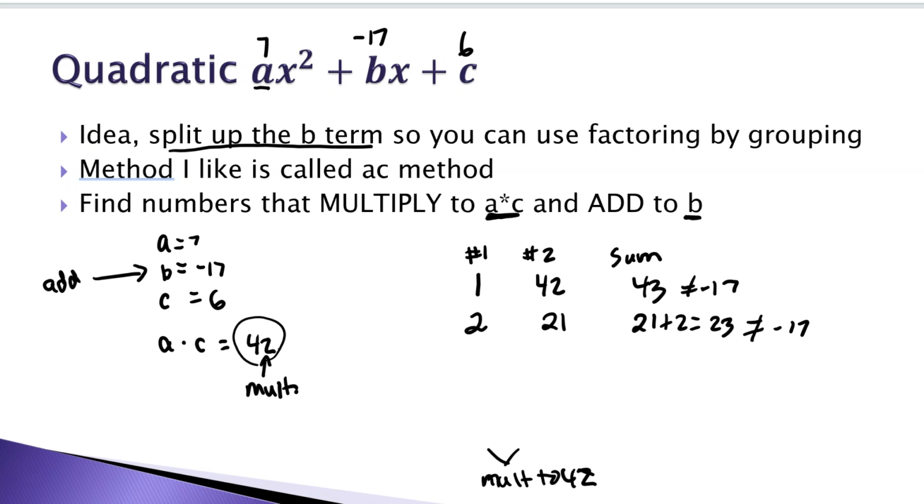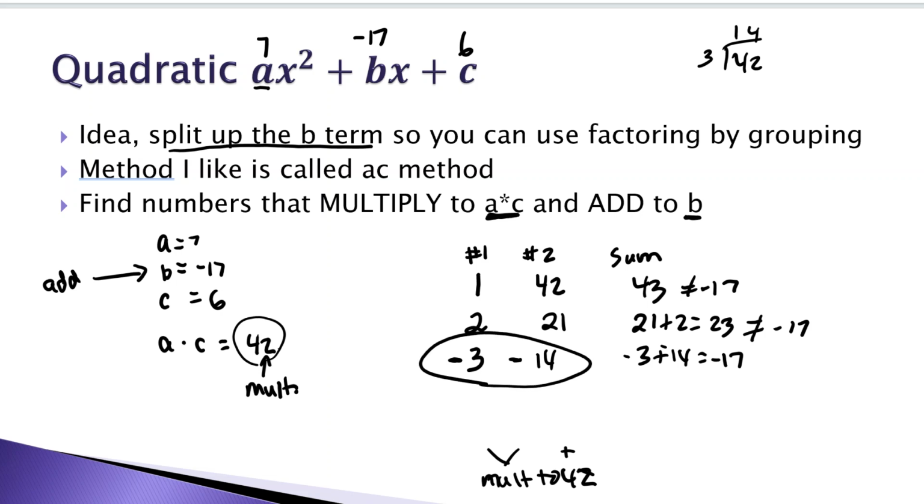What if my first number was a 3? Let's see, 42 divided by 3 is, I don't know what that is. That'd be a 30, is 14. Oh, this is looking hopeful. 3 plus 14 is 17. We need negative 17. So what if I adjusted this to be negative 3 and negative 14? They'd still multiply to be plus 42, but they'd add to be negative 17. Those are my two numbers, negative 3 and negative 14.